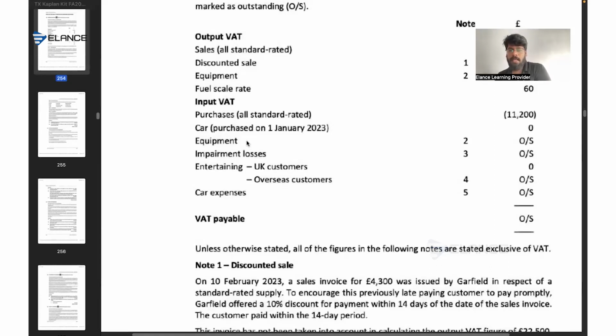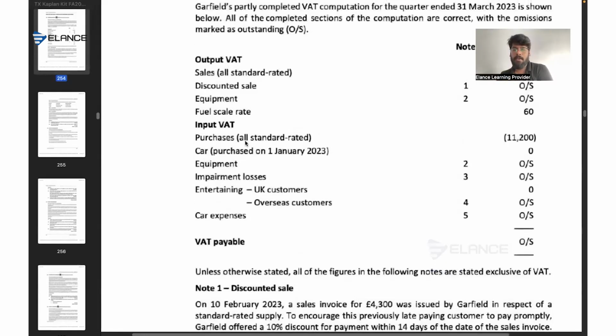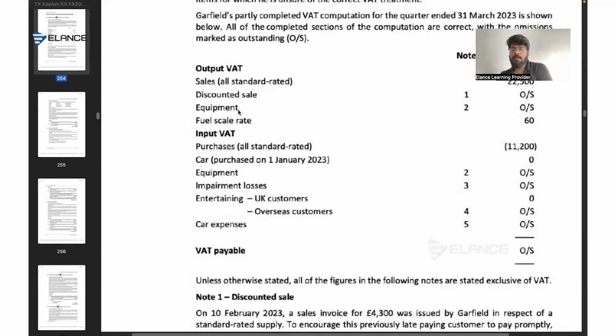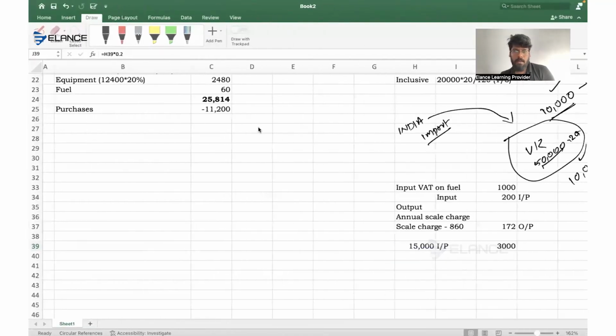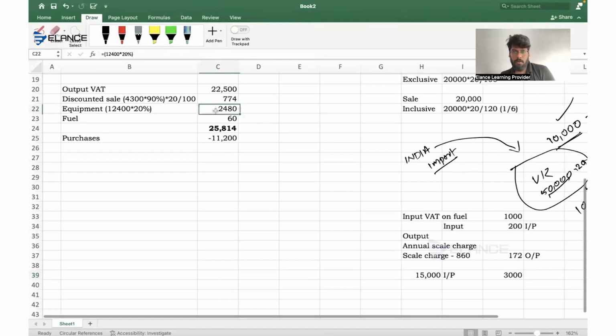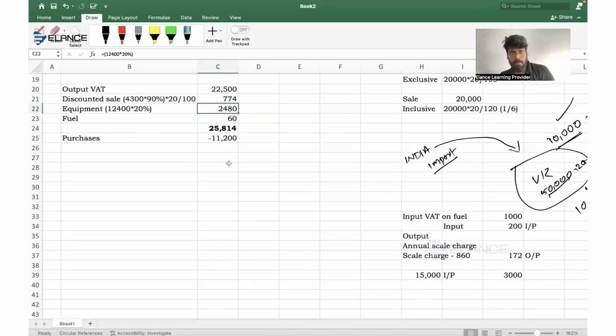So the next thing is equipment. Equipment, we already discussed that. Actually, this equipment was imported from an overseas supplier, from an overseas country. And at the time of importing that particular equipment, Garfield already paid an output VAT. We already found out that output VAT, 2480. At the time of importing that asset, he already paid 2480. The same amount he can reclaim.